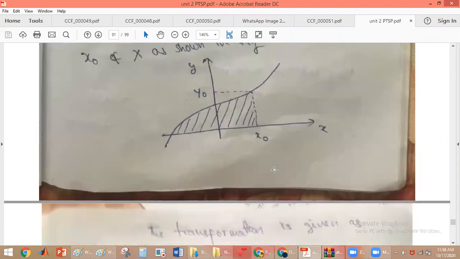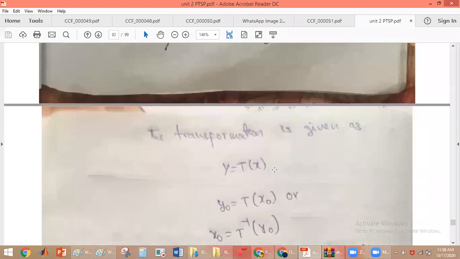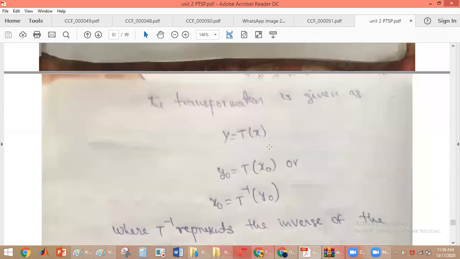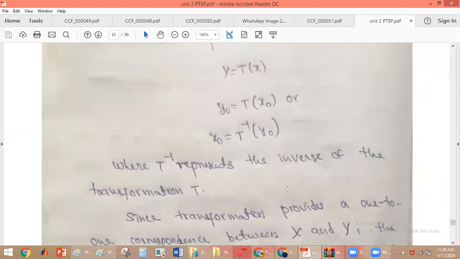Now see this figure. How do you write this transformation? Y can be written as T of x. What is y naught? Y naught is nothing but T of x naught. So y naught is equal to T of x naught, and x naught will be T inverse of y naught. What is T inverse? T inverse is called the inverse of the transformation T.